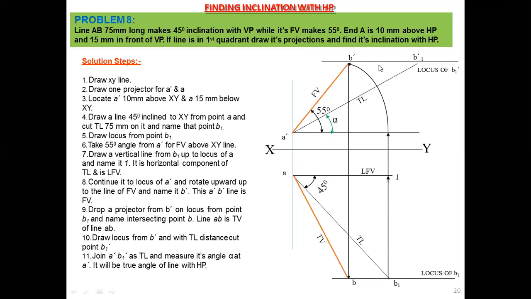But I don't have the locus of B dash. That I need to find out. He has given one more data: front view makes 55 degrees. Where is the front view?